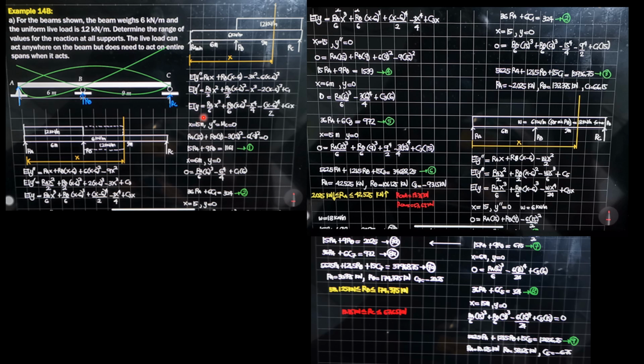Integrating again, EIY equals RA over 6 X cubed plus RB over 6 quantity X minus 6 cubed minus X to the 4th over 4 minus 2 over 4, or negative 1/2, X minus 6 to the 4th plus C sub 1 X. There is no C sub 2 because when X is 0, the deflection at A, which is a support, is 0. Then when X is 15, Y double prime or moment at C is 0 because that's a roller end, and that's the end.